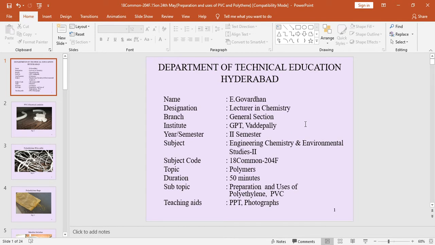I am E. Govardhan, lecturer in chemistry, general section, Government Polytechnic Vaddepalli, teaching the second semester. Subject: Engineering Chemistry and Environmental Studies 2. Subject code 18 common 204 F. Topic: Polymers. Subtopic is preparation and uses of polythene and also PVC. Teaching aids I have used are PPTs and photographs.